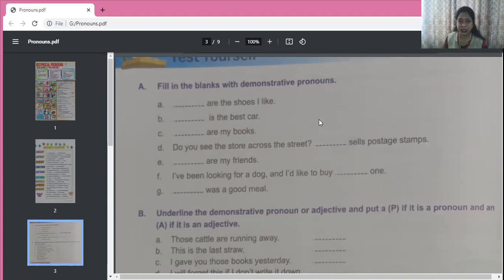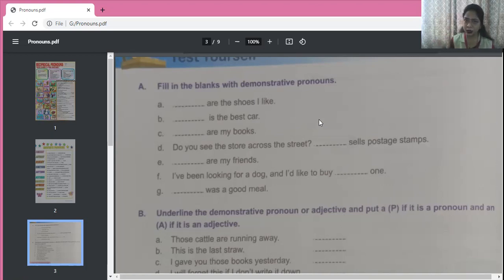Do you see the store across the street? That sells postage stamps. Why? Because it is the store across the street. That means it is far away from you. These are my friends. Those are my friends. Both are correct. I have been looking for a dog and I would like to buy this one or that one. If the dog is sitting near, then you can say this one. If the dog is at a distance, you can say that one.